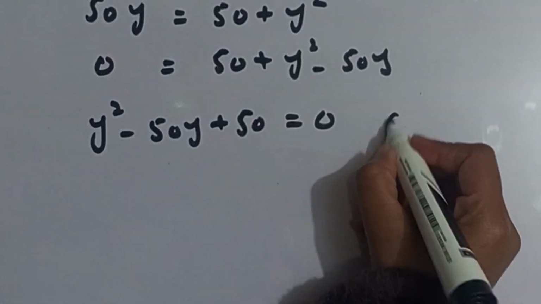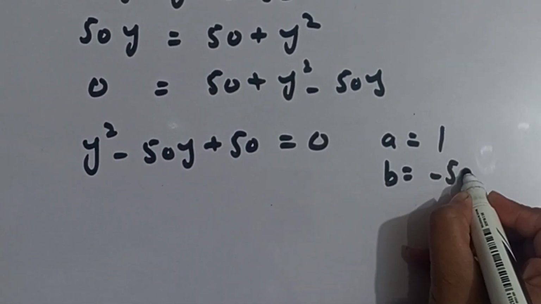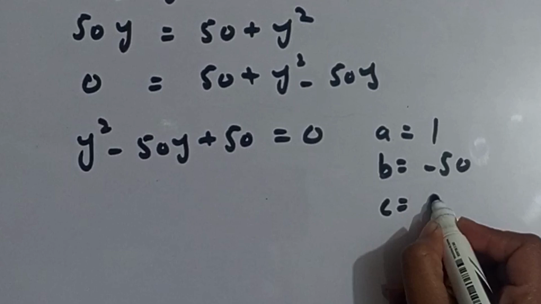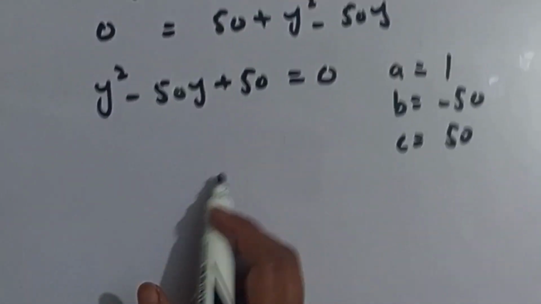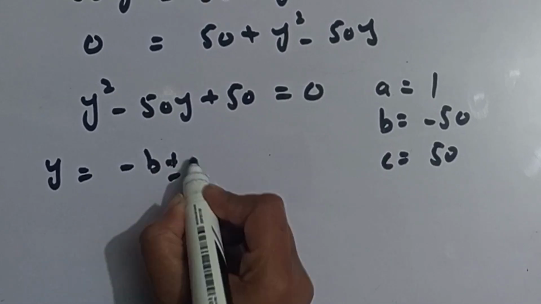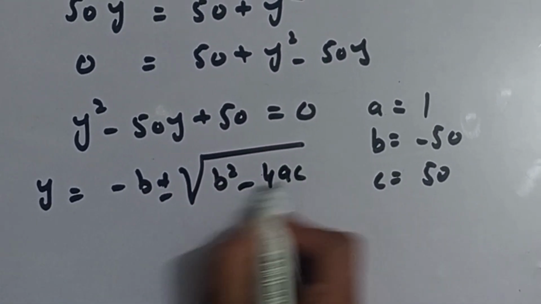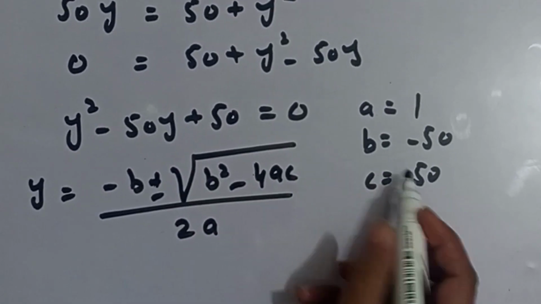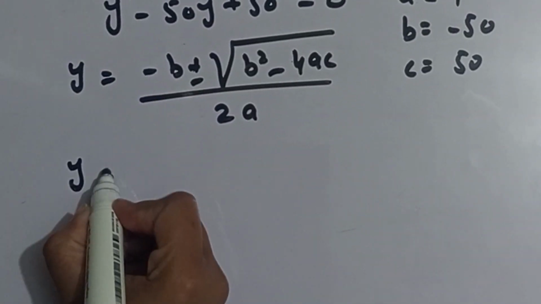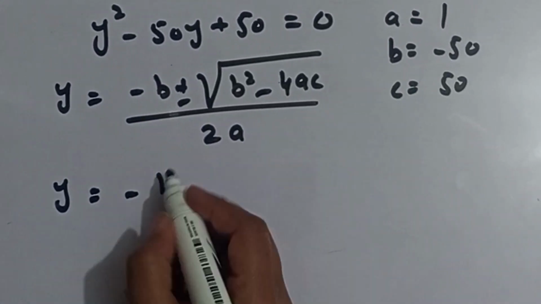So in this equation, a is equal to 1, b is equal to minus 50, and c is equal to plus 50. So we write the quadratic formula, which is y is equal to minus b plus minus square root of b square minus 4 times the product of a c over 2a. So we substitute these values in this formula. So we have y is equal to minus b. b is minus 50.